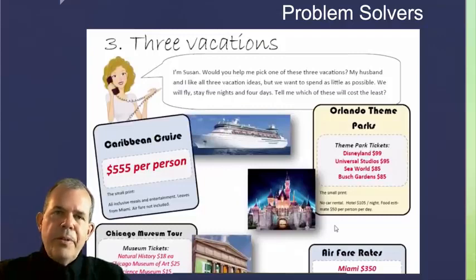In this section, we're going to talk about problem solving. And so you can see that Susan in front of us has a problem. She wants to take a vacation and wants to spend as little amount as possible. And so our options are to go on a Caribbean cruise, go to Orlando, or go to Chicago. Each one of these requires flights, car rentals, and hotels, admission fees. And so Excel is a great tool to figure out which one of these would be the least expensive.